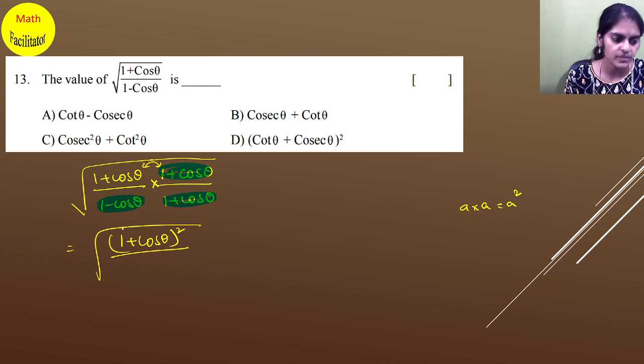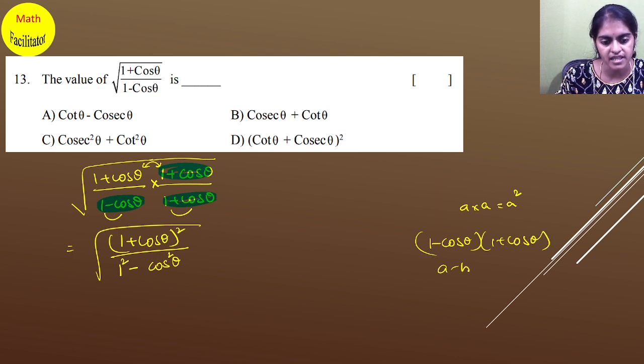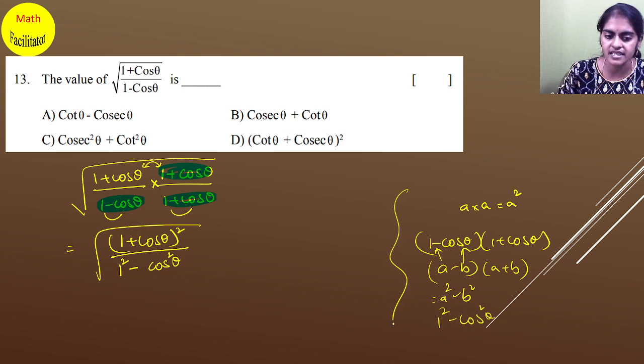Whole divided by, now this is like a minus b into a plus b, so can I write it as a square minus b square. So 1 minus cos theta into 1 plus cos theta, it's like a minus b into a plus b, so I'm writing it as a square minus b square. A is nothing but 1, b is cos theta, so it is 1 square minus cos square theta. Did you all understand the step?